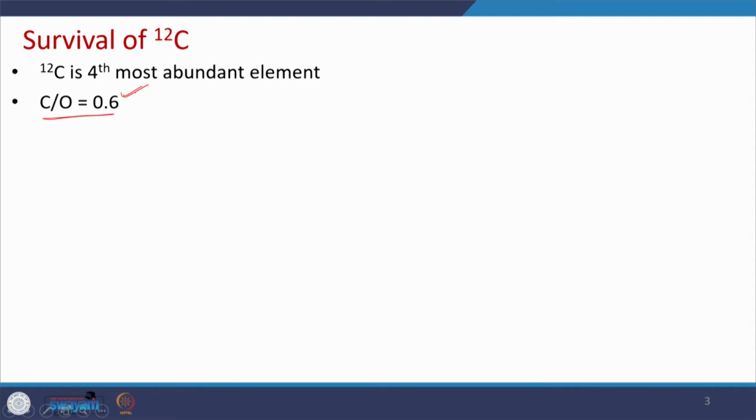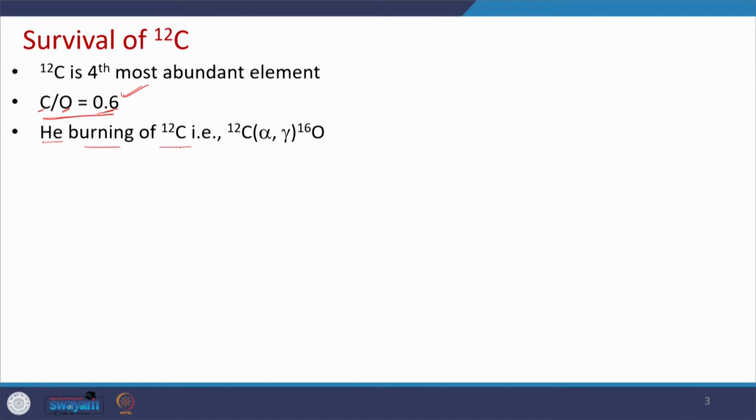It is not greater than 1, it is less than 1. That is the reason why oxygen is the third most abundant after hydrogen and helium, and then comes carbon. So, the carbon to oxygen ratio is 0.6. This we have to keep in mind. I am not going to discuss how people have measured it, but I am discussing how nuclear reactions have to proceed, and with what rate, so that this ratio should be maintained.